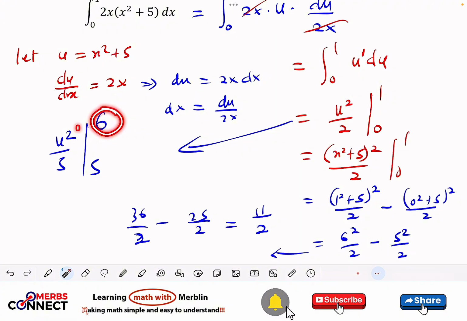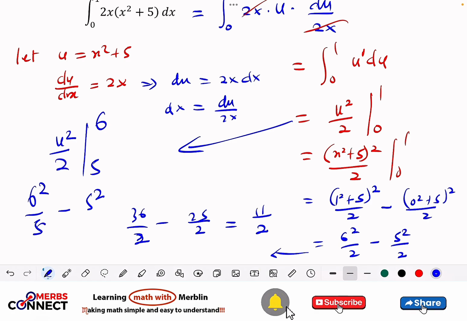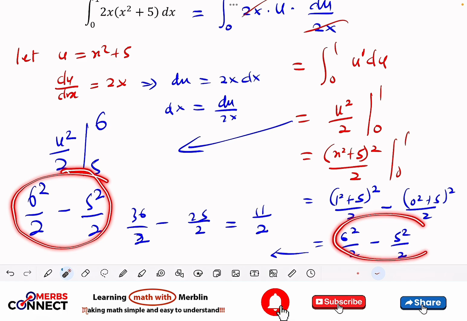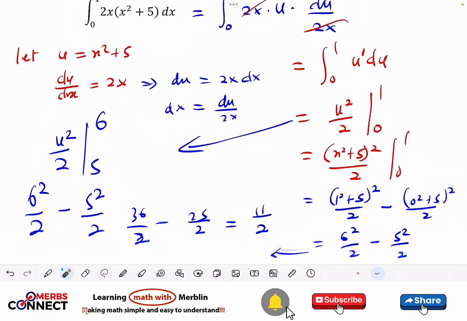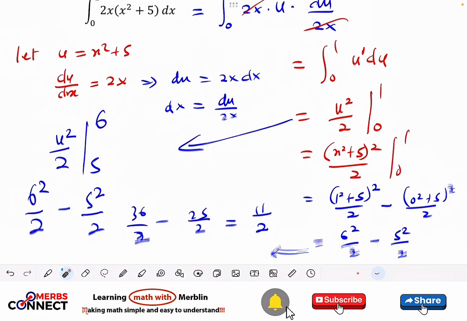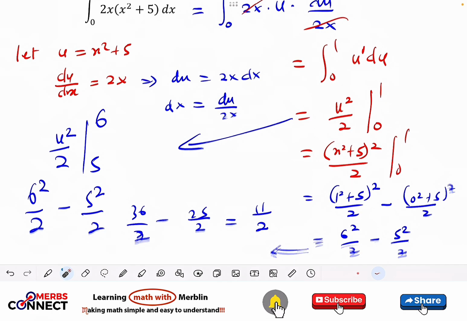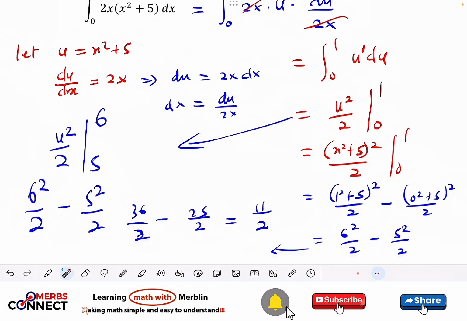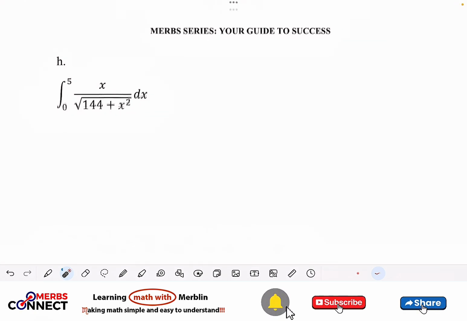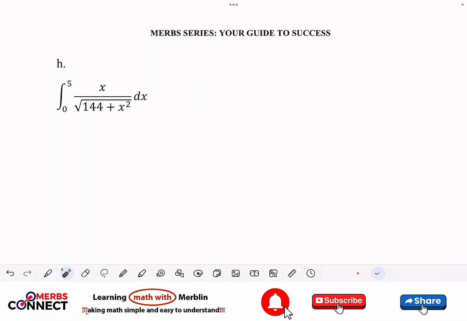So when I plug it in, I'm going to have 6 squared divided by 2 minus 5 squared divided by 2. And this is basically the same thing as what we had here. So it's either you go through the u or you do backward substitution, and you do it anytime you are dealing with definite integrals. Oh, we have another one here. I think this one is the last one under definite integrals.